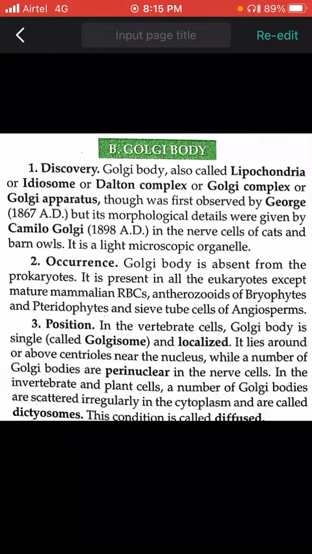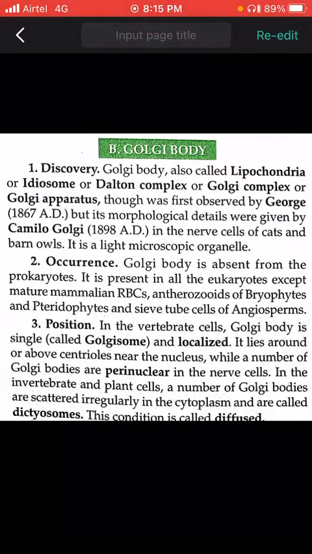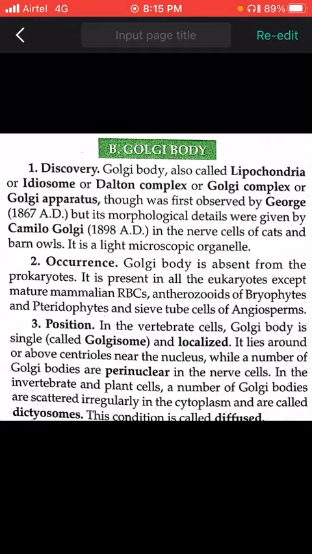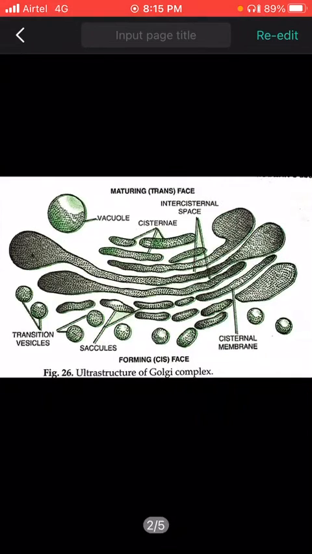basically it is found. Golgi body is absent from the prokaryote. It is present in only the eukaryote except mature mammalian cell. Now, let us see how the ultrastructure of Golgi body looks like. This is how it looks like.